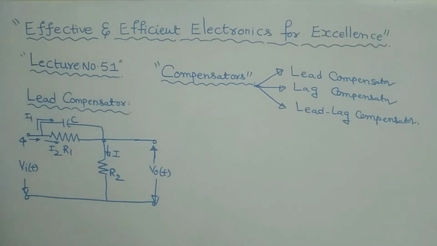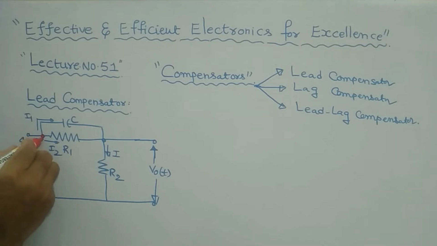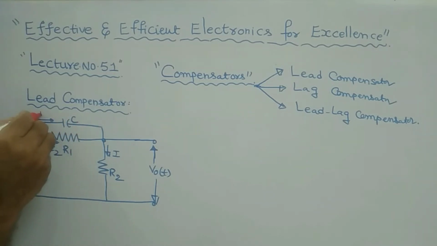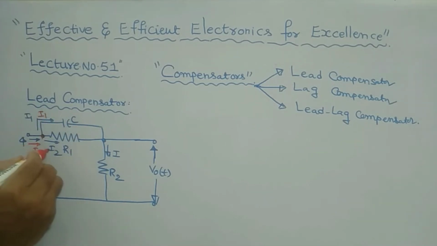This is the input voltage. Basically, Vi is the input voltage, and a current I is flowing here because of Vi of t, entering from this terminal. Let us call this point a node. At this particular node, your input voltage is Vi of t. From here, this current I will be distributed: it will split into I1 and I2.